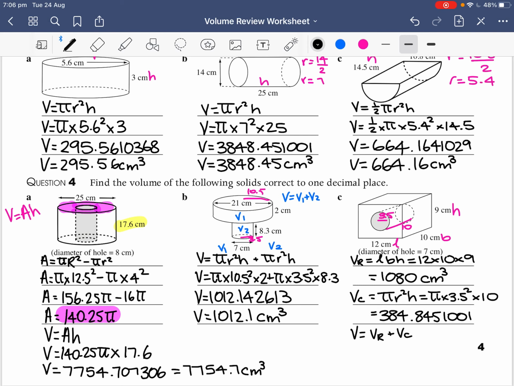So volume equals volume of the rectangular prism plus volume of the cylinder, which equals, I'm just going to add them together here, 1,464.8451, and to one decimal place that is 1,464.8.